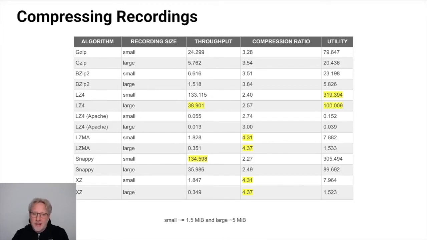So the recording size here is, small is a 1.5 megabyte recording, large is a 5 megabyte recording. And the throughput is not normalized, it's in recordings per second. And the compression ratio is, of course, how much smaller the recording became. And for us, it really is LZ4, that does the least damage over at the client. It's fairly efficient.